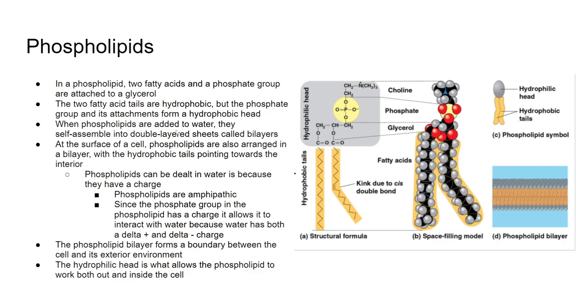When those phospholipids are added to water, they self-assemble into double-layered sheets called bilayers. I'll talk about that more in the video, but essentially, if we look at the phospholipid bilayer, we have the hydrophilic head, and then the hydrophobic tails. Underneath that, we have another set of hydrophobic tails and hydrophilic heads, and this is an example of the bilayer. It's protecting us from the inside of the cell and also from the outside of the cell, so it's selectively permeable.